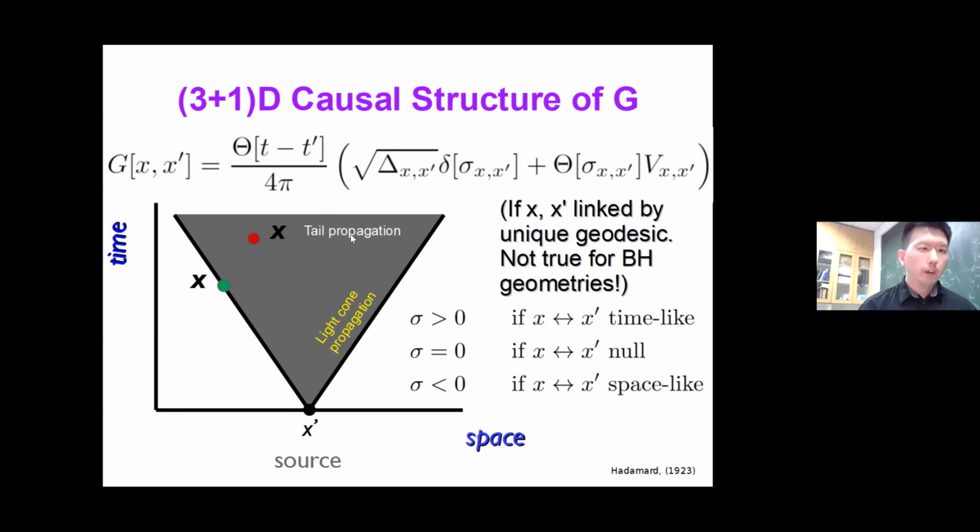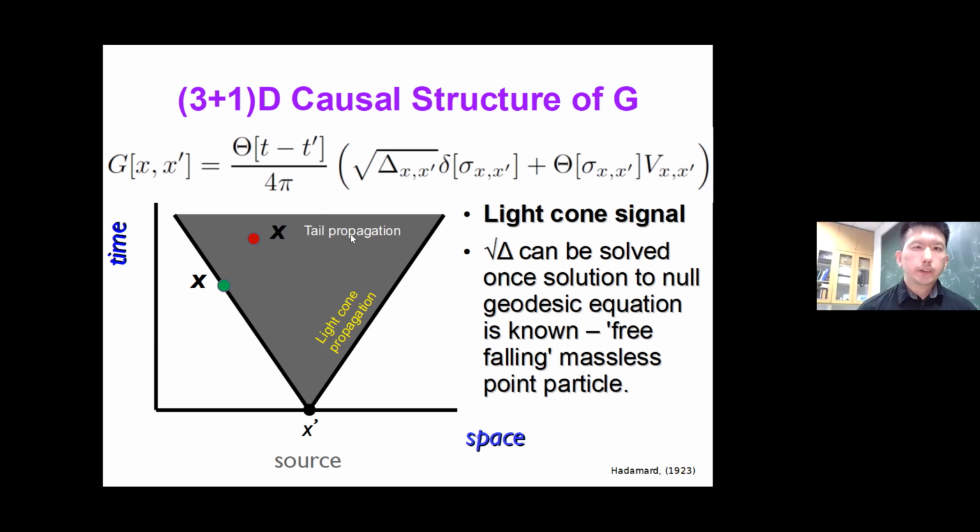What's also important to recognize is the character of these two terms in the Green's function. It turns out that the light cone part of the signal, the square root delta that you see here, can be solved once you understand how to solve the null geodesic equation in your relevant space-time. And the null geodesic equation is just describing the idealized limit of a null point particle freely falling in whatever space-time you're in.